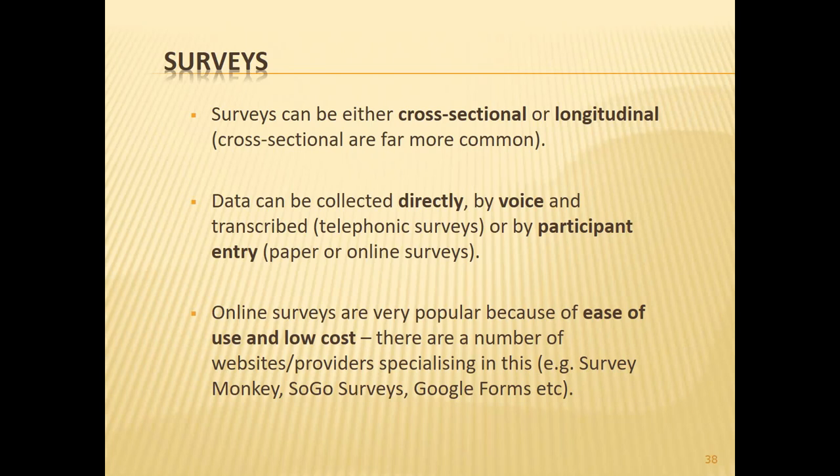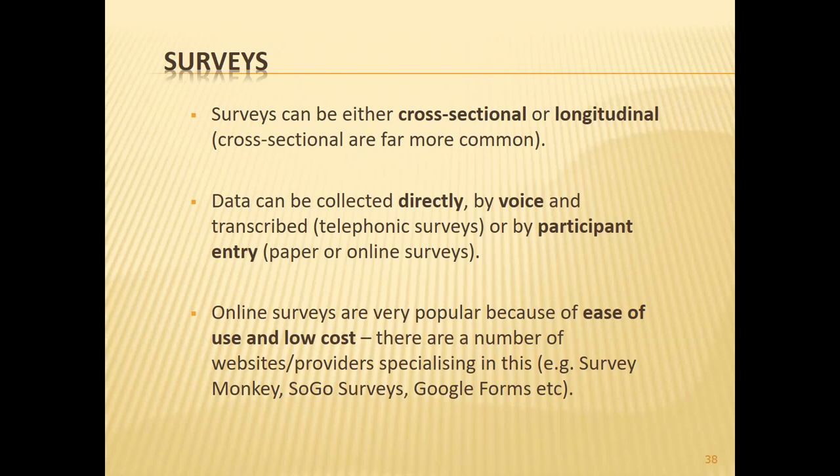And then by participant entry, could either be by paper, so it could be direct, or it could be online. So online surveys are really the way everything is going with regard to survey research, because they're so convenient to use, and it's easy and convenient for people these days to access them. You can access a survey site on your smartphones, and just about everybody's got a phone. So it's not difficult to do.